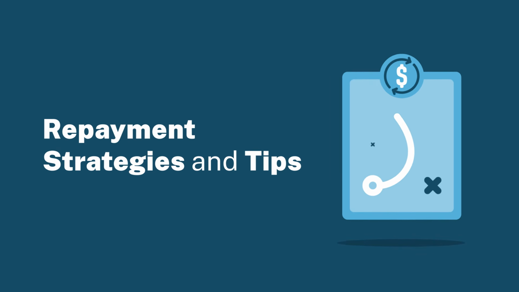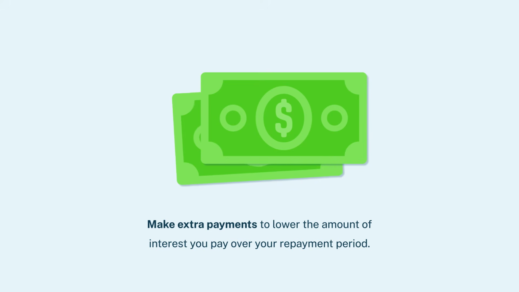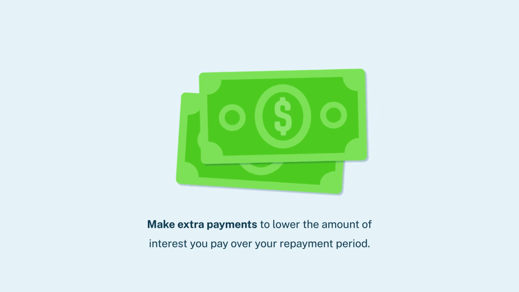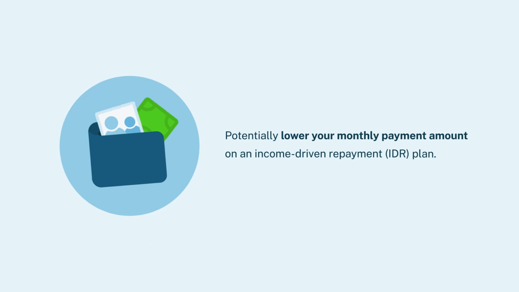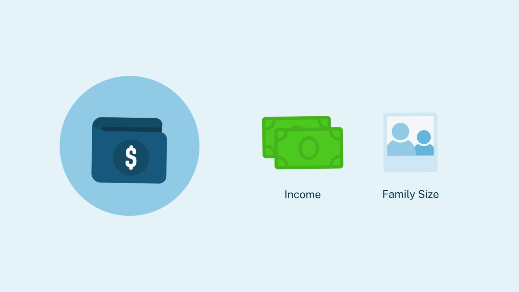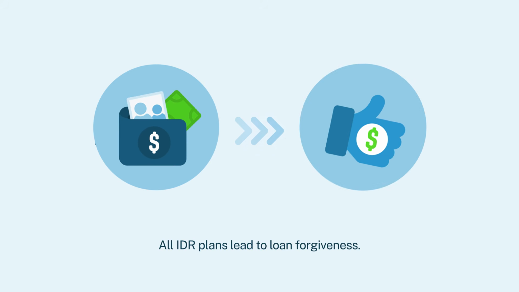Looking to save some money while paying off your loans? Consider the following repayment strategies. One of the best ways to spend less money over time is to make extra payments to lower the amount of interest you pay over your repayment period. If you apply for an income-driven repayment plan, you could spend less on your monthly payments, depending on your income and family size. All income-driven repayment plans lead to loan forgiveness, so after you've made qualifying payments for the duration of your repayment term, any remaining balance is forgiven.